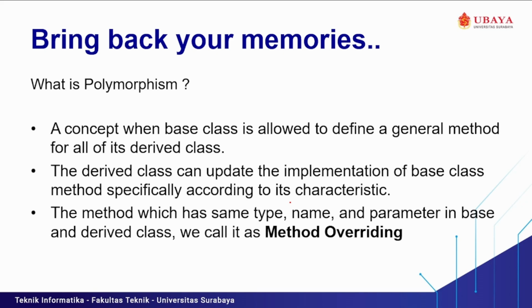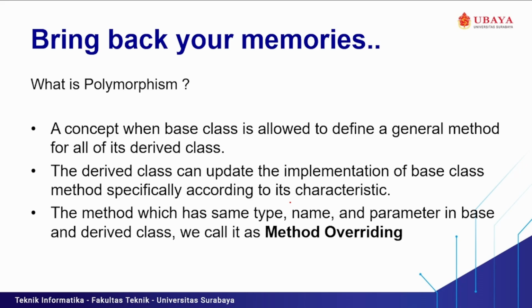Polymorphism is basically a concept where the base class is allowed to define a more general method for all of its derived classes. Imagine that each derived class has its own specialized function. We can allow the base class to create a more general method, a general template for the basic method that later on can be used by the derived classes. In the derived class itself, each derived class of the base class can freely and independently update the implementation of the method from the base class, specifically according to its own characteristics.